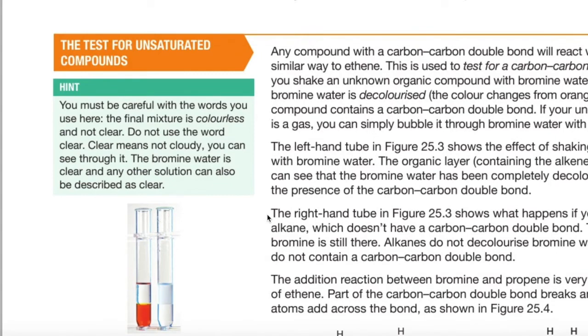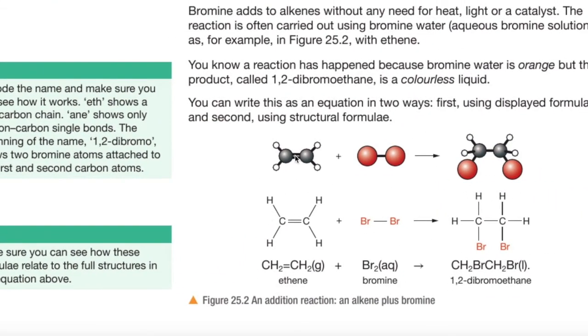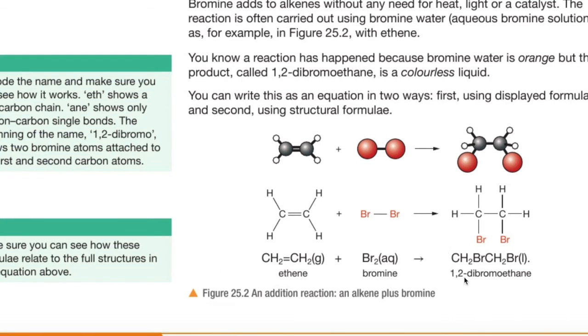Let's look at the chemical reaction. Now the chemical reaction is like this. For instance, ethene. Ethene has a carbon-carbon double bond. So as I said, one of the bonds is easy to be broken. So when that reacts with bromine, Br2, the double bond will be broken, and then it is able to bond 2 bromine atoms. So it becomes 1,2-dibromoethane.